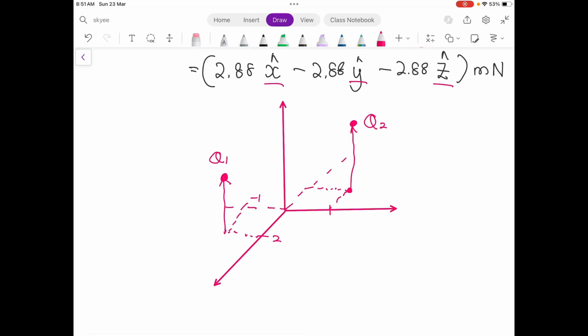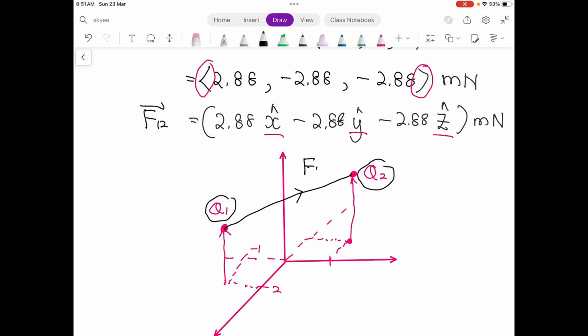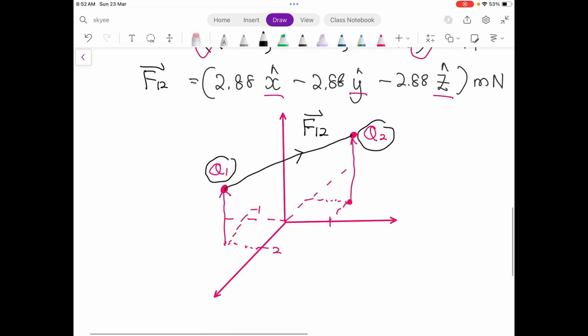Now you are finding the F12, right? This is your F12. Charge 1 adding force to 2. So the direction of your force will be a straight line that actually connects these two charges. This is already defined in Coulomb's law. The force will be acting along the line joining the two charges. So this will be your F12. Okay, so this is how you draw the force in the diagram.